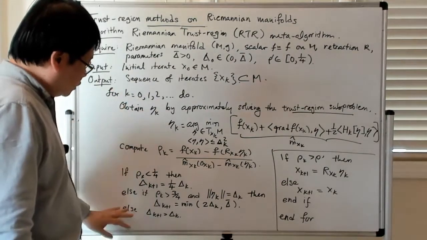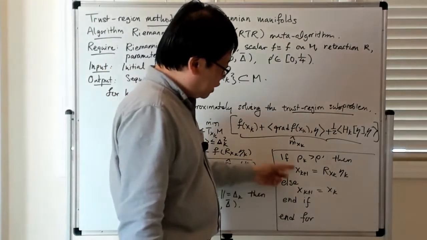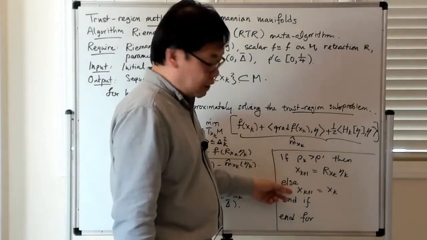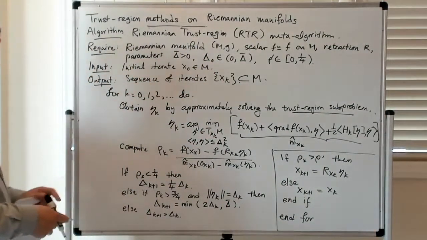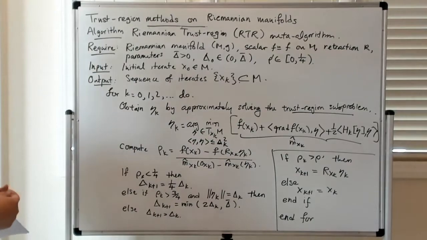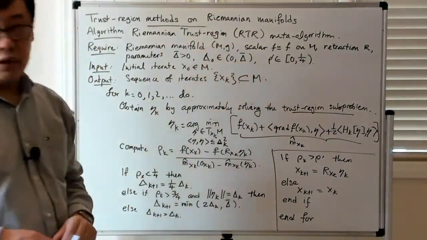Okay, so that updates the trust region radius, and then the other thing you do is decide whether or not you accept or reject the candidate. Okay, and that's the general form of these trust region methods, adapted to Riemannian manifolds. Okay, so let me just stop here for now.